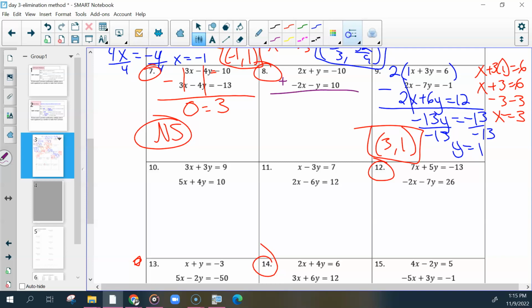That would also happen to be the same for our y's. So our x's would cancel. Y's would also cancel, leaving the 0. Negative 10 plus 10 gives us 0. Is this a true statement? Yes. So this would be what type of solution? Infinitely many solutions.